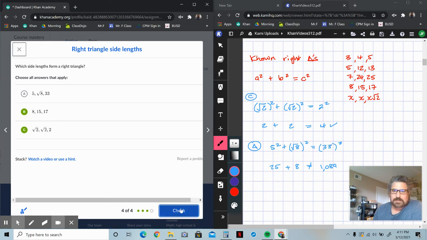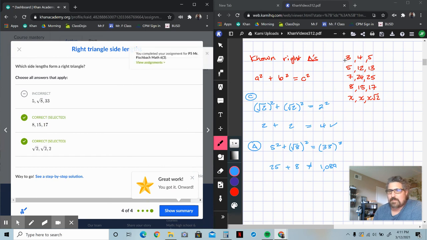So that's it. That's how you guys do these problems, right? If you happen to see one of the known right triangles or a multiple of the known right triangles, anything that's proportional to one of these, then you're golden. They're right triangles. If you don't see one of those known right triangles, then use a squared plus b squared equals c squared.